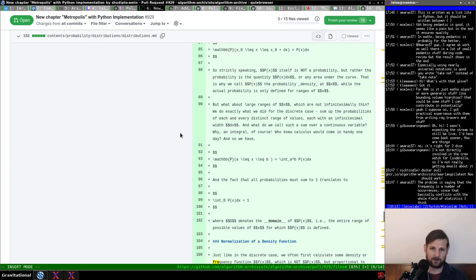Okay, but what about large ranges of x, which are not infinitesimally thin? We do exactly what we did for the discrete case: sum up the probabilities of each and every distinct range of values, each with an infinitesimal width dx. And what do we call such a sum over a continuous variable? Why, an integral, of course. Who knew calculus could come in handy?